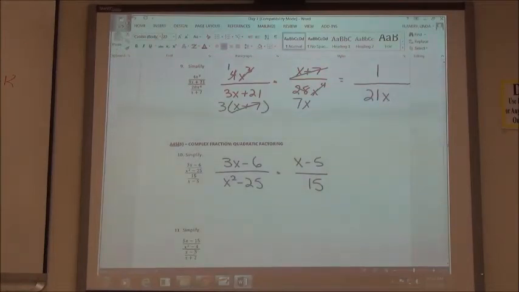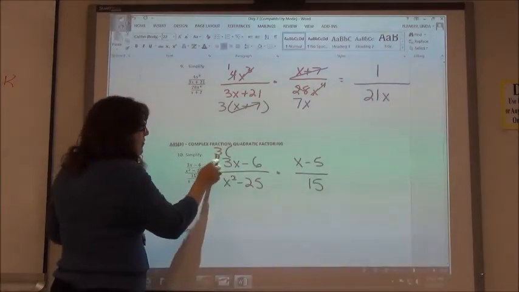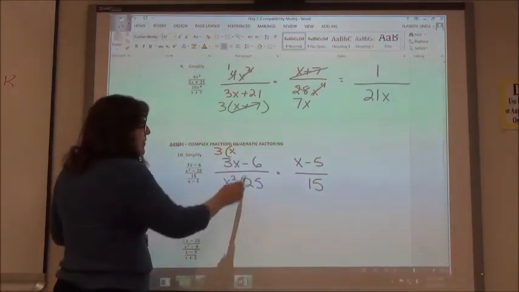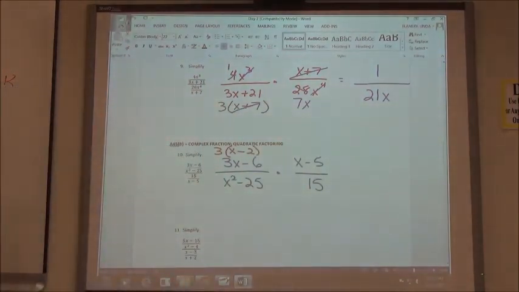I'm then going to look to see where I can factor. On the top of that first fraction, again, that's one without the squared, so I look for my greatest common factor, which is 3. I can divide a 3 out of each of those. So 3x divided by 3 is just an x. 6 divided by 3 is 2, so I have 3 times my x minus 2.